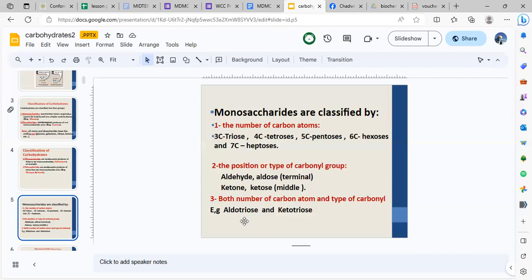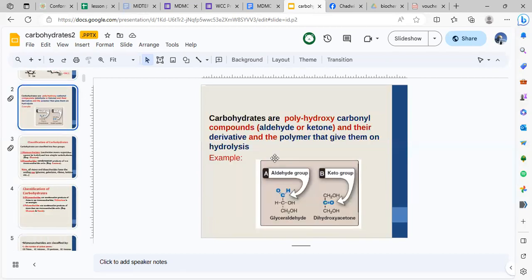So if you have a three carbon monosaccharide with an aldehyde on it, then it's an aldotriose. If you have a ketone group in a monosaccharide that's made up of three carbons, then it's called a ketotriose. So in this example, glyceraldehyde is an aldotriose, while the one on the right side is an example of a ketotriose.